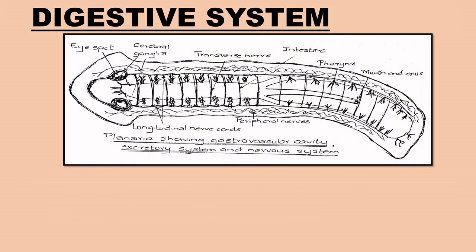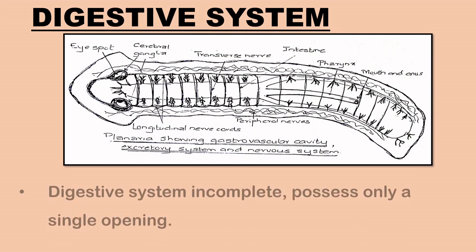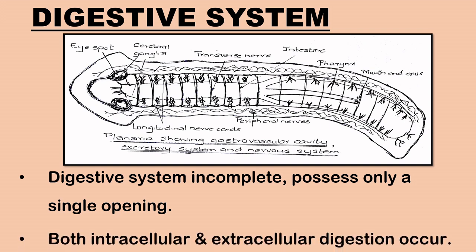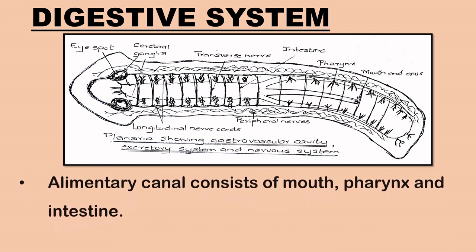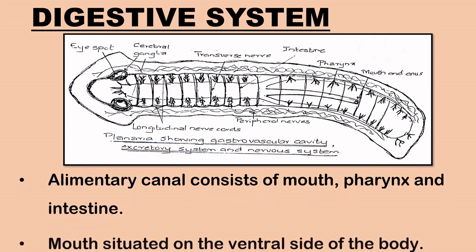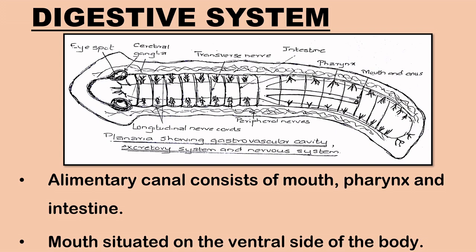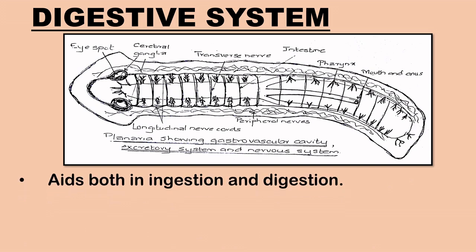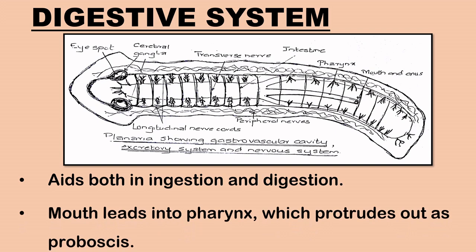Next, let us understand about the digestive system of Planaria. Digestive system is incomplete and possesses only a single opening for their digestive process. Both intracellular and extracellular digestion occur in Planaria. The alimentary canal consists of mouth, pharynx, and intestine. Mouth is situated on the ventral side behind the middle of the body. It aids both in ingestion and digestion. The mouth leads into a thick-walled cylindrical pharynx.